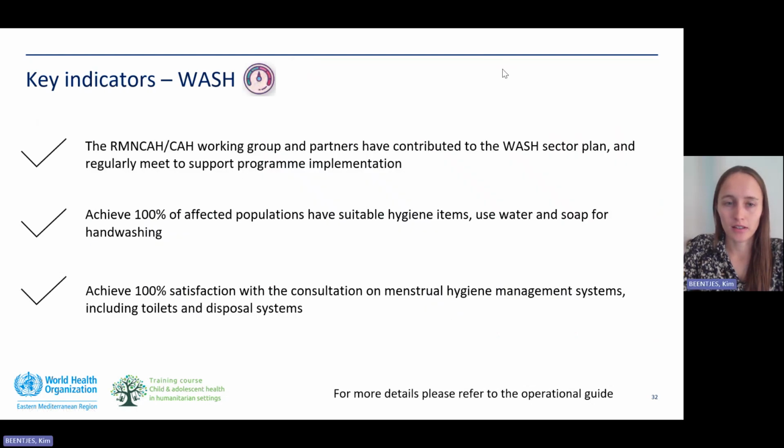Then the indicators that are linked to this are that the working group and partners have contributed to the WASH sector program, and that they regularly meet for support of program implementation. The second one is that you should achieve 100% of affected populations to have suitable hygiene items such as water and soap for hand washing, and achieve a 100% satisfaction with consultations on menstrual hygiene management systems, including toilets and disposal systems.